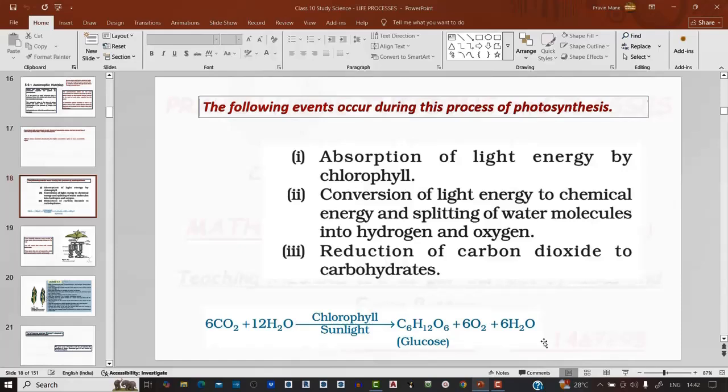So what happens during the photosynthesis reaction? First, absorption of light energy by the chlorophyll takes place. Second, as this is a chemical reaction, conversion of light energy to chemical energy takes place. Also, splitting of water molecules into hydrogen and oxygen takes place. Third, reduction of carbon dioxide to carbohydrates takes place. So this will happen during the process of photosynthesis, and this is the photosynthesis reaction.